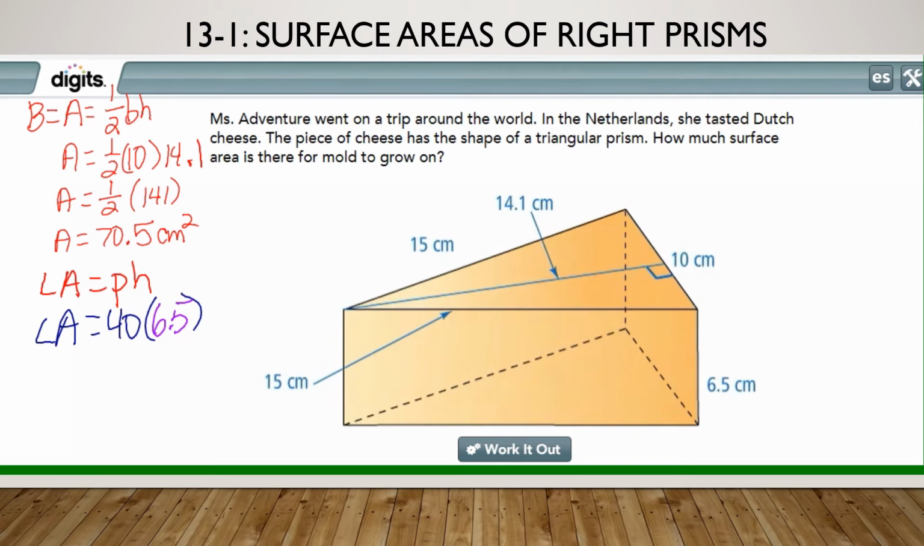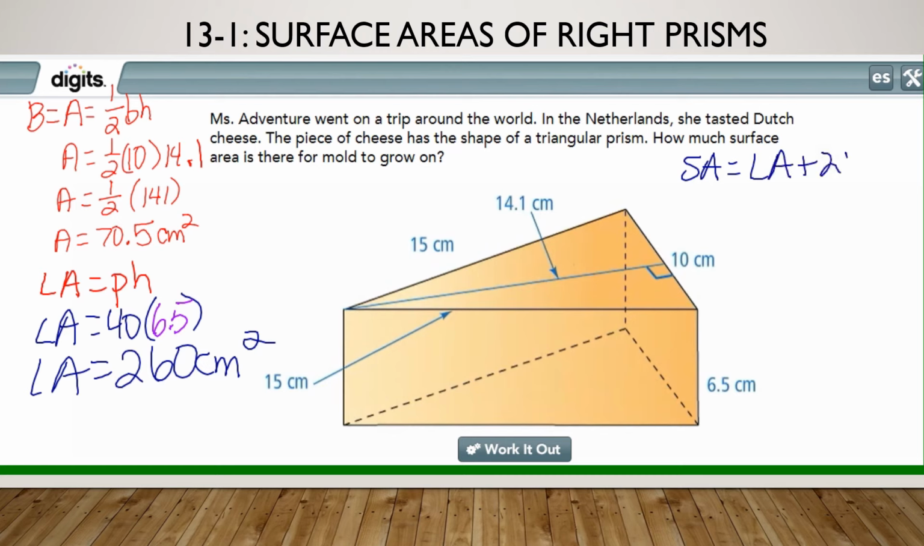40 times 6 5/10 is equal to 260 centimeters squared. Now we have to tie all of that information together. We're going to find the surface area. So that will be surface area equals lateral area plus 2 times the area of the base. We already have the information, so all we have to do is substitute.